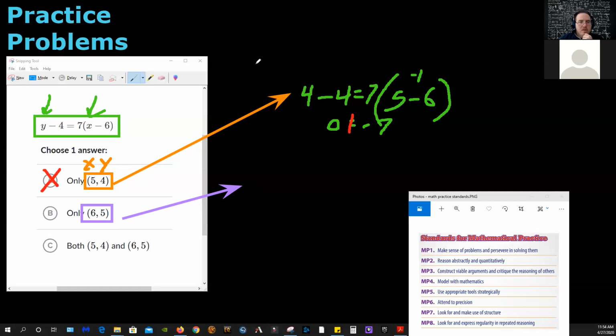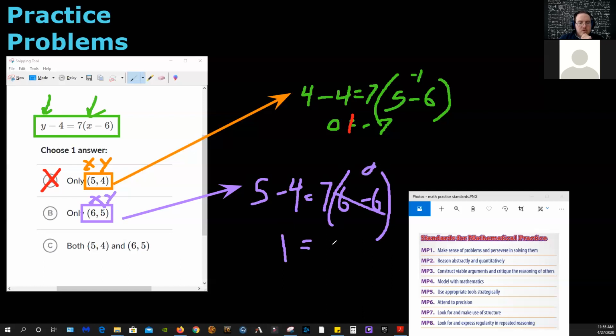Okay, so let's try this one out. I'm going to use 6 for x and 5 for y. So the first thing I'm plugging in is a 5 for y, minus 4 equals 7, parentheses. Now the x value comes in, which is 6, minus 6. Well, 5 minus 4 is 1. 6 minus 6 is 0, and 7 times 0 is 0.